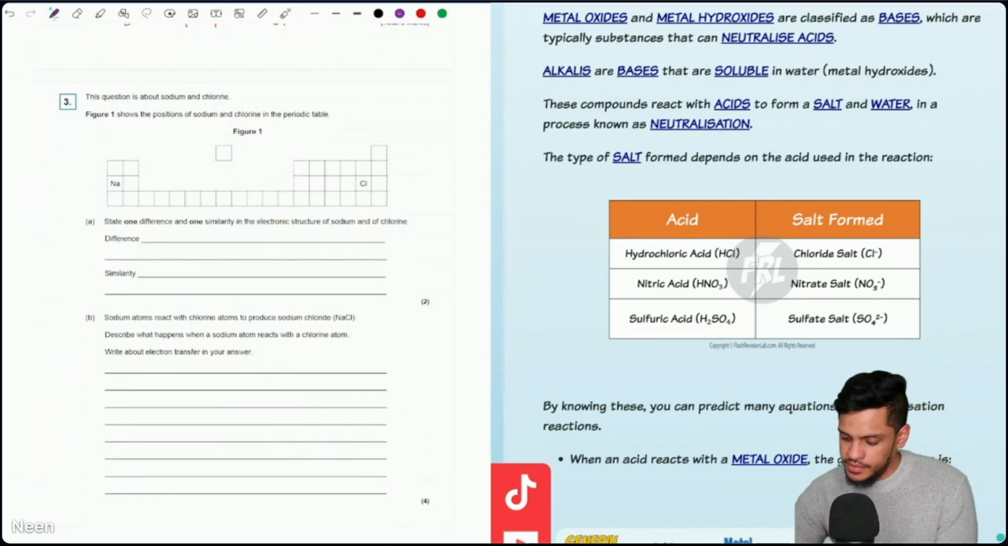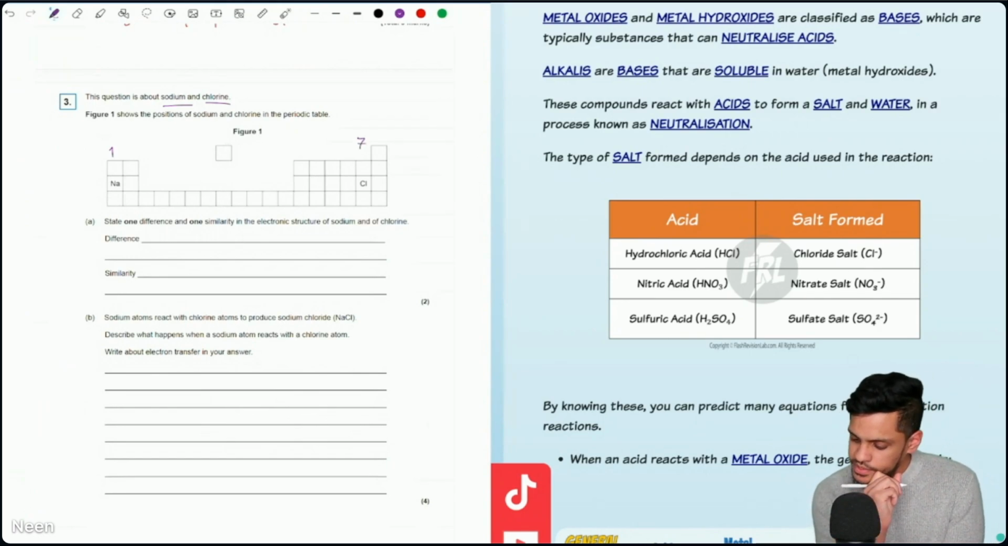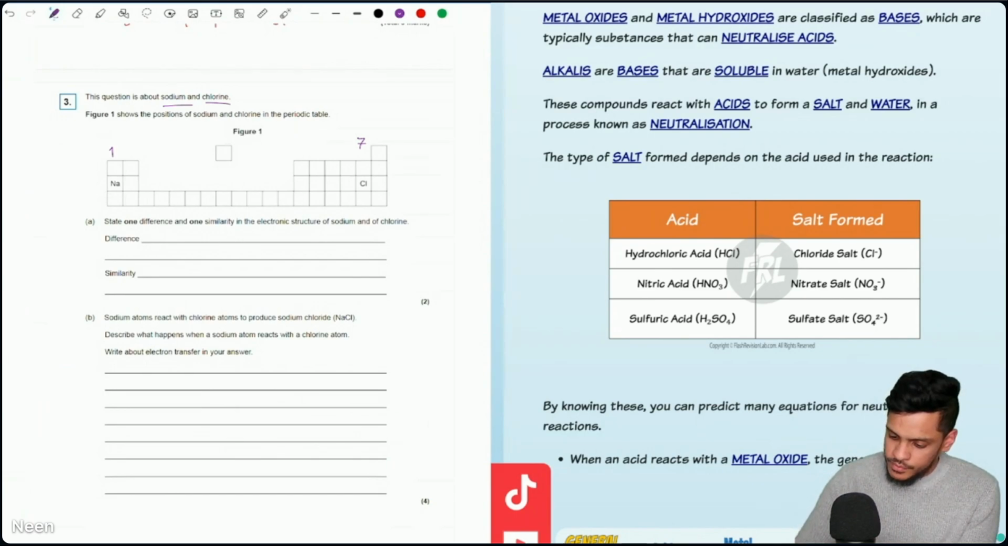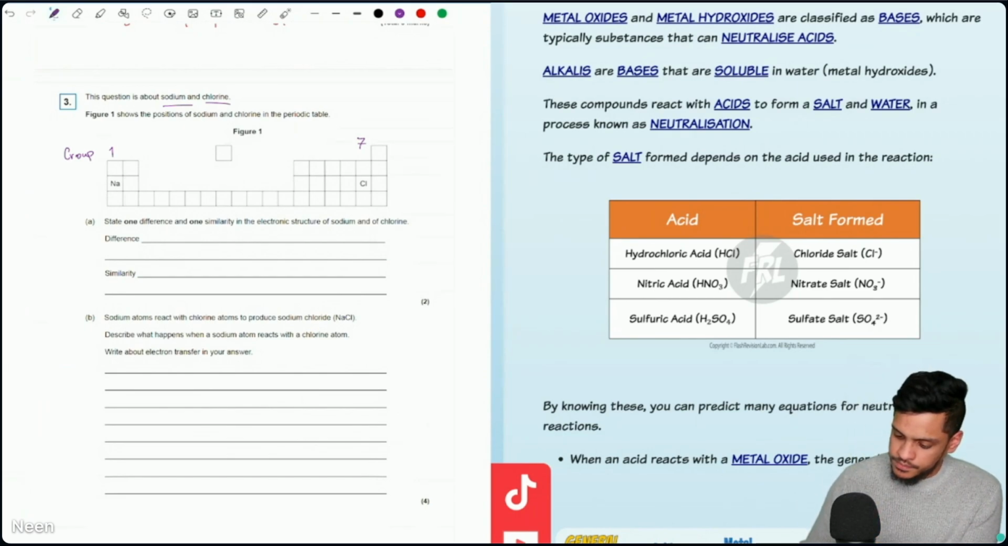Next, we've got a periodic table question about sodium and chlorine. Figure 1 shows the position of sodium and chlorine in the periodic table. So we can see here, this is group 1. This is group 7. One difference and one similarity in the electronic structure of sodium and chlorine. So you can tell that from the group. Group 1 and group 7, what does that tell you? That's a difference between the two.